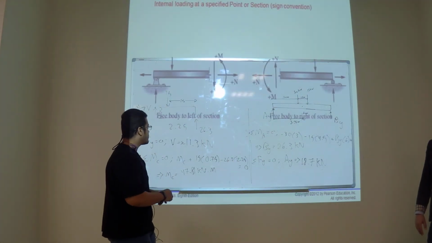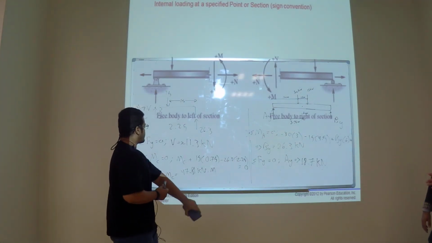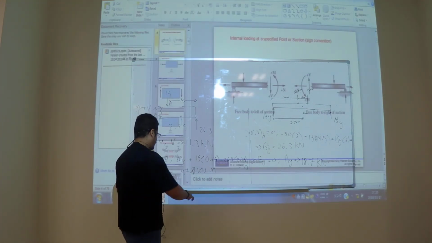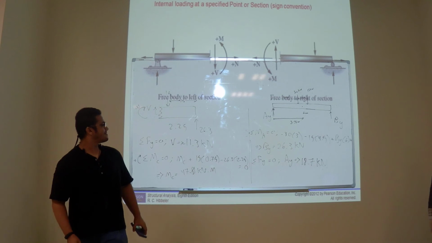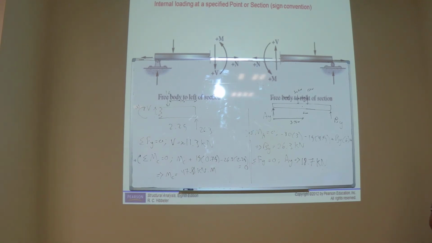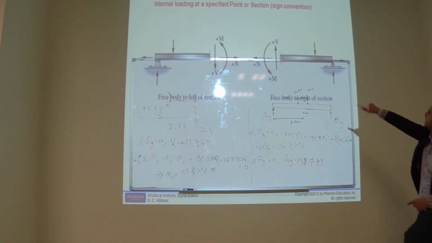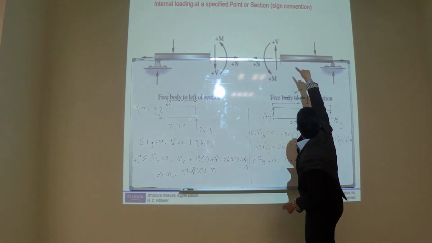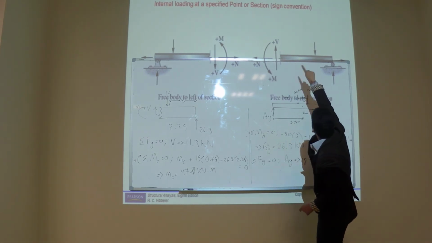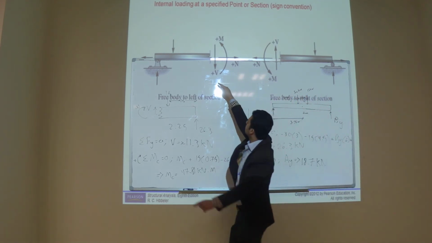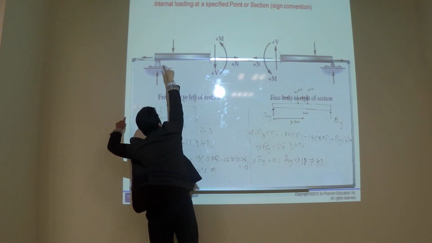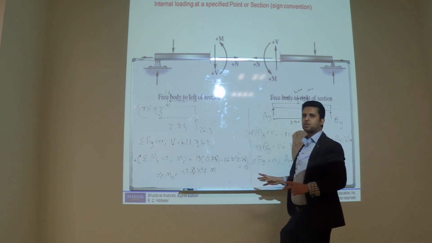Silent. See here. This is a positive shear. See. Because why this is positive? It is producing clockwise rotation. It is positive because it is producing clockwise. I told you this before.